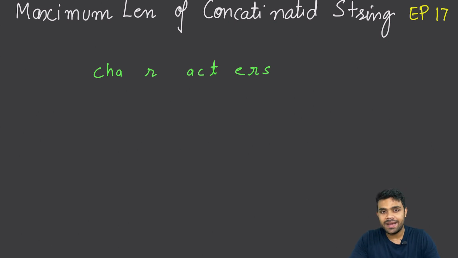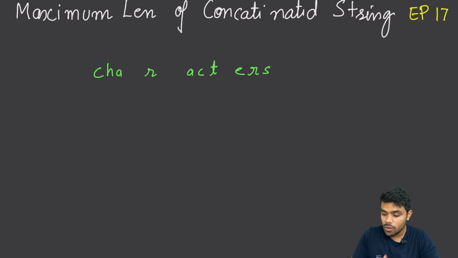So now we have a very interesting question: maximum length of concatenated string with unique characters. So basically we have to tell the maximum length which we can obtain by concatenating the given strings. And there's one condition: the final string that you are forming after the concatenation should have all unique characters. We have to return the length, we don't have to return the string itself.